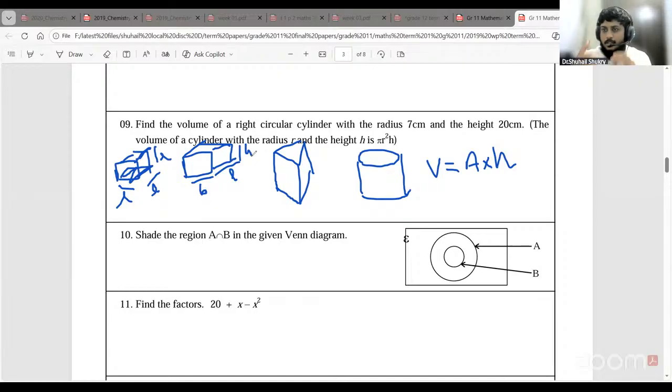So how do you see the volume formula for this? You multiply length into breadth into height. Why is it length into breadth? Because the area of the base, the rectangle's area, is length into breadth. So the height is only the edge height.